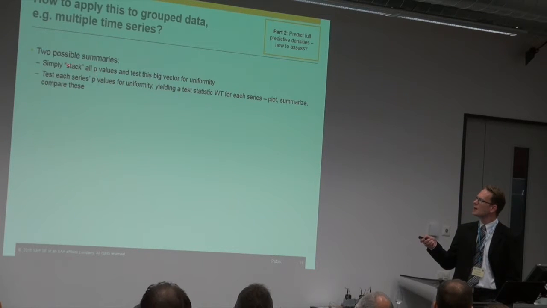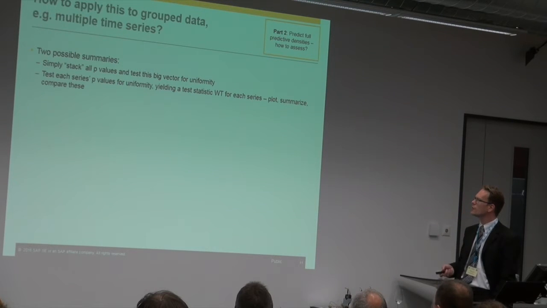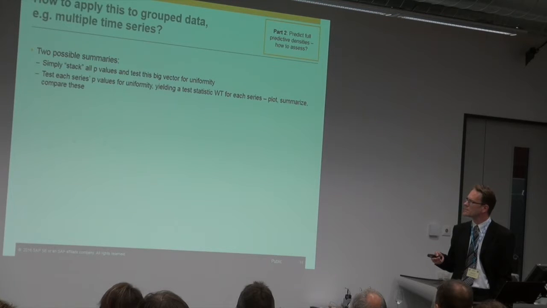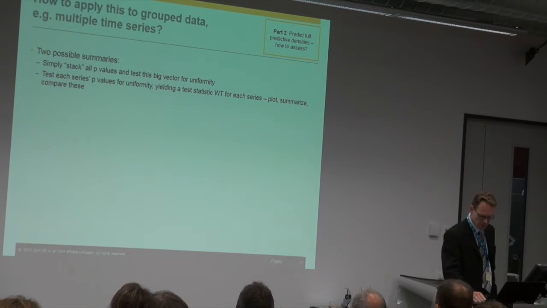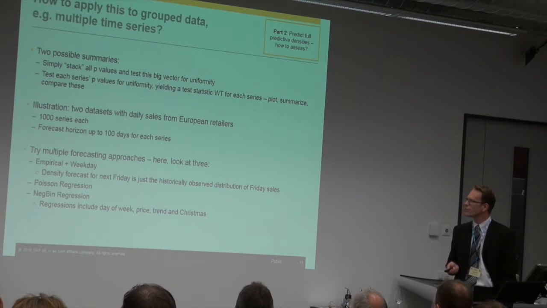And then we have one giant vector of p's, and then we can test that one for uniformity and start visualizing. Or take each group's, each series' p-values, test them for uniformity. Then we get a test statistic for each series, and then we can start plotting and summarizing and comparing these. Both are possible ways of going about this, and giving some information about what works and what doesn't work. So here's a little illustration of this with two data sets.